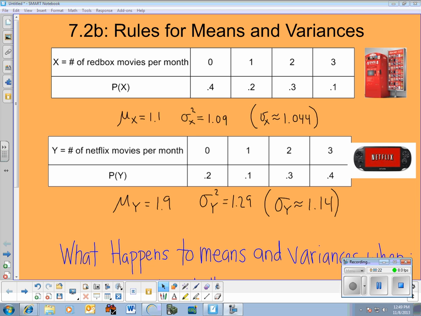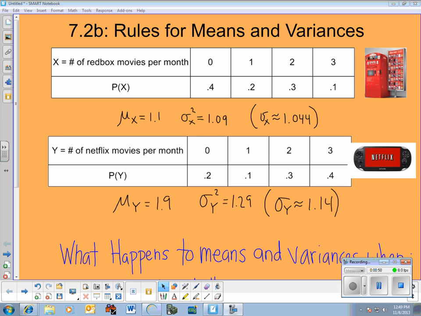The first one, this could be everybody in school, or it doesn't really matter, it's made up. It could be everyone in the state or the country. This is the number of Redbox movies rented per month by some group of people. And we just have to keep it simple. 0 through 3 is our possibilities with nice basic probabilities in there. Now I have found the mean and variance of this distribution, which is what the last video was about.